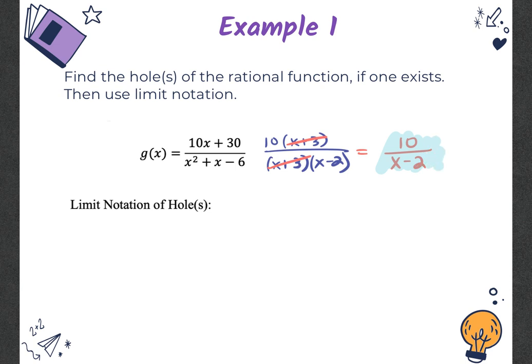The only thing that comes before that is your domain. So when we start doing domain, we do domain first, then we cancel, and then we find everything else. But this just asks for the hole. So is there a hole? Yes, there was only one of those terms. The x-coordinate of my hole would be at -3. And then to find the y-coordinate, I'm plugging -3 into the simplified one. -3 minus 2, 10 over -5, which is -2.